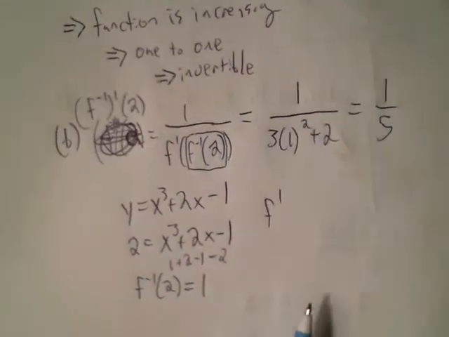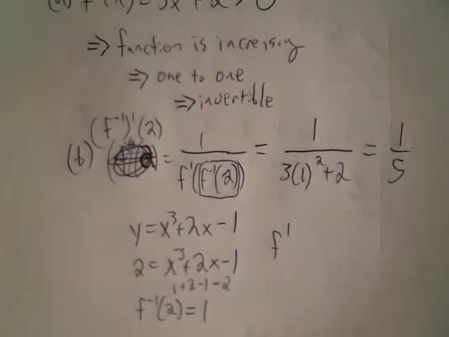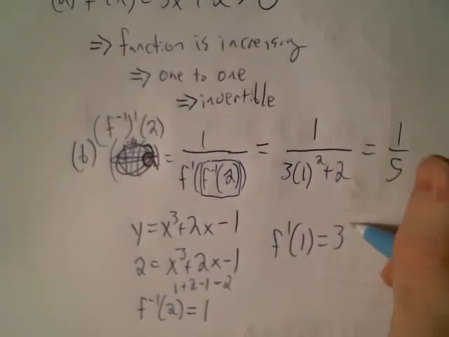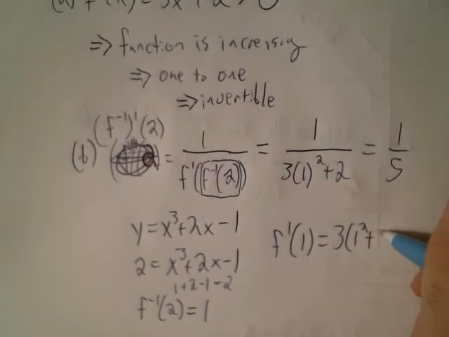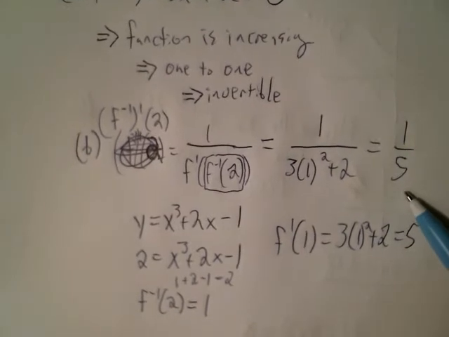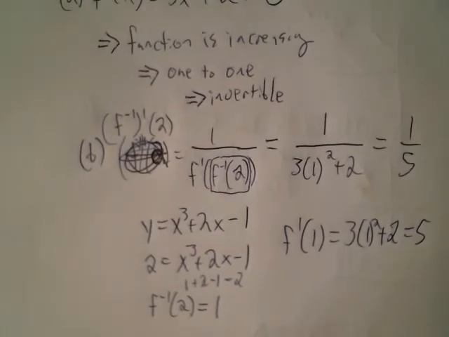Just really quick, let's look at f prime of 1, which will be 3 times 1 squared plus 2. And of course you get 5, which is the reciprocal of this thing, which is what I was saying, that the derivatives will be reciprocals of each other.